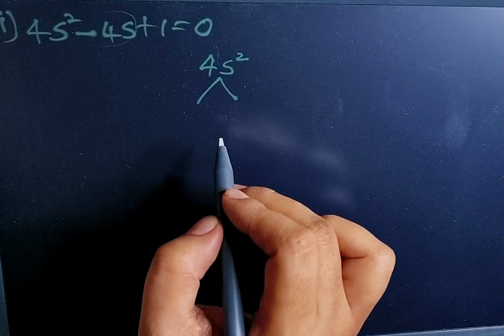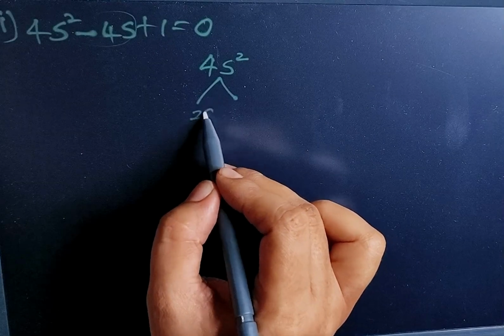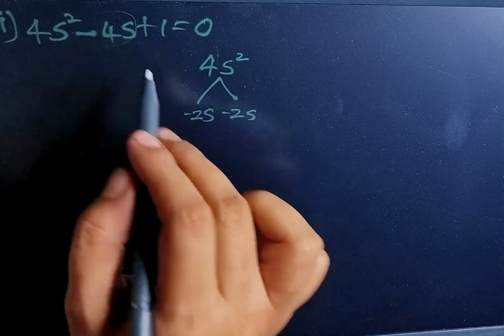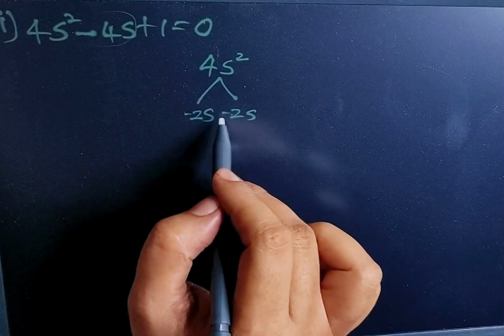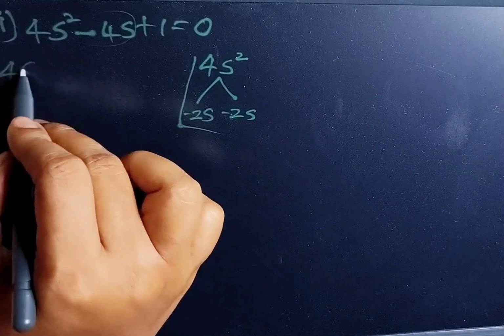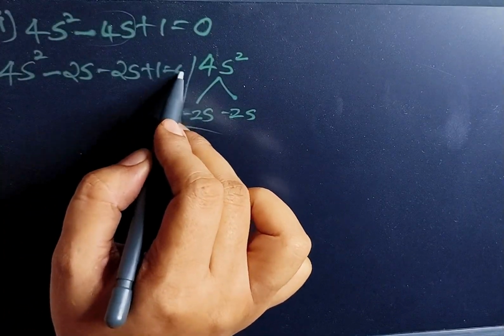4s: 4 ones are 4, but when we add or subtract, we will not get 4. Then 2 2s are 4. So 2s and 2s, and this should be negative. So minus 2 and minus 2 will get minus 4. Minus into minus is plus, 2 2s are 4, s into s is s square. So 4s square minus 2s minus 2s plus 1 equal to 0.